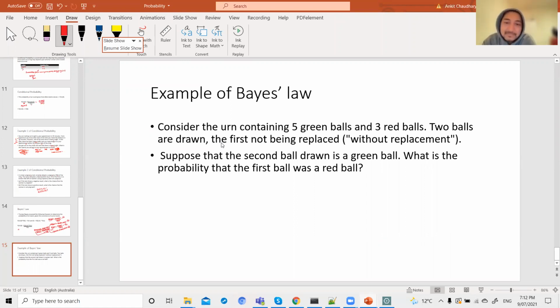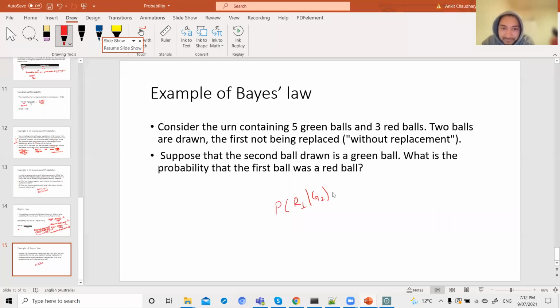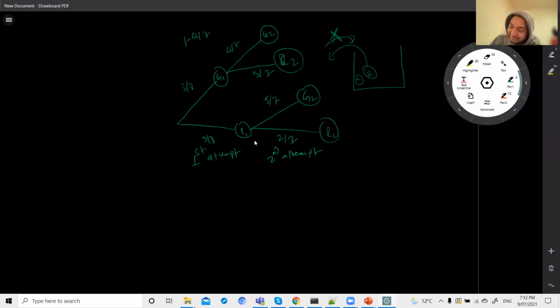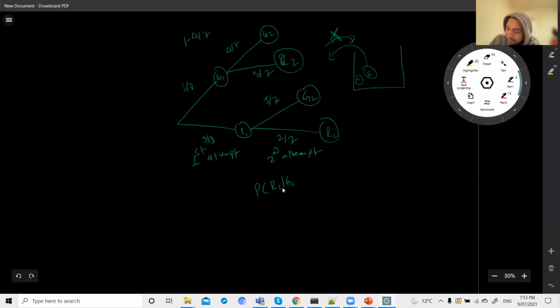Now the question is, suppose that the second ball is a green ball. What is the probability that the first ball was a red ball? So we need the probability of the first being red, given that the second is G2. We need to find R1 given G2. So try to find the probability of R1 given G2. What would this be?